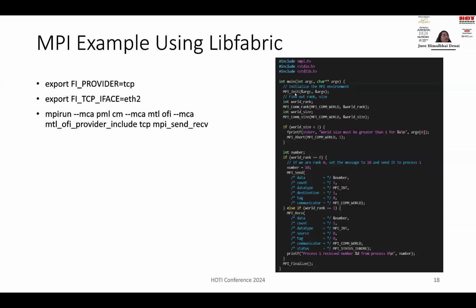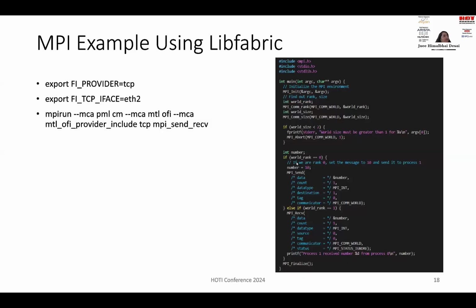First we call MPI init, which will initialize our MPI environment. Then we get the world size and world rank. World size is all the processors available on your system, and then we assign ranks to each of those processors. We are only going to use two processors, so if we find anything more, then we just abort.